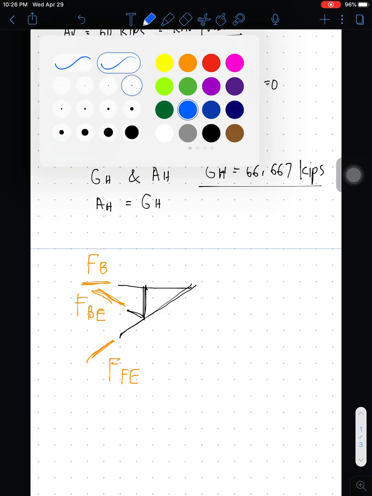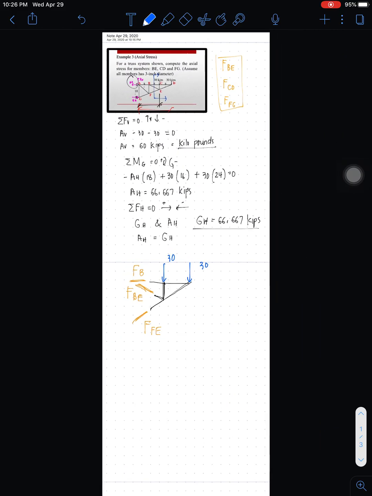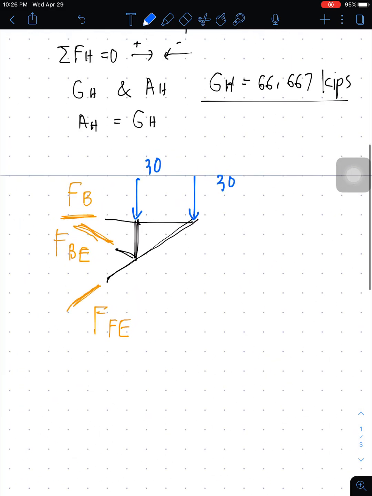Solving for this, what we will do is put a direction. And do not forget, by the way, that there is a force here of 30 and another force there of 30. Right? Yes. And then this is 2 meters, 2 feet. And we're solving this. So we have to use the summation of moment here.